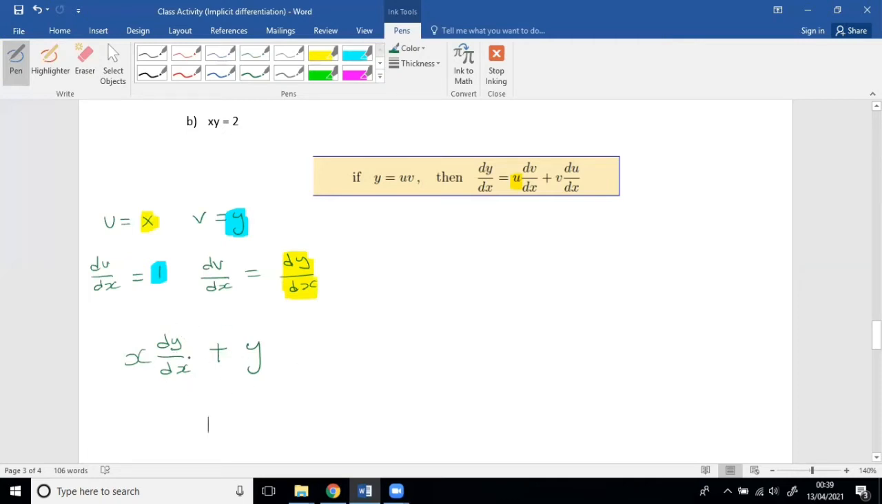Now, in the next step, I need to make dy dx the subject. So I'm going to move over here, so I'll write my answer in here. So dy over dx, x will be equal to minus y. And if I move positive y to the other side, that's going to become negative y. And therefore, dy over dx will be equal to minus y over x. And that will be my final answer.